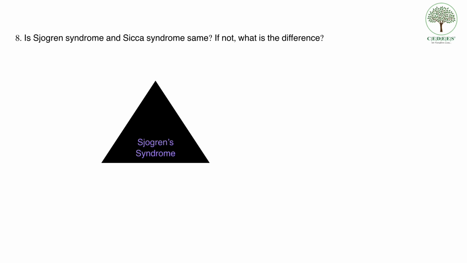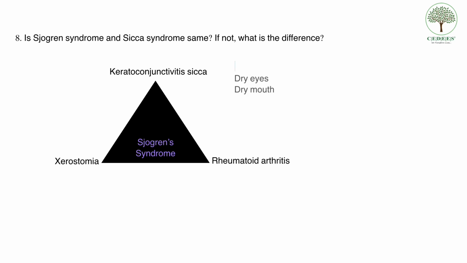As we know, Sjogren syndrome is an autoimmune disorder which is characterized by a triad of keratoconjunctivitis sicca, that is dry eyes, xerostomia, dry mouth, and rheumatoid arthritis. Now, if out of the 3 symptoms only dry eyes and dry mouth are present, then we use the term primary Sjogren syndrome or sicca complex.